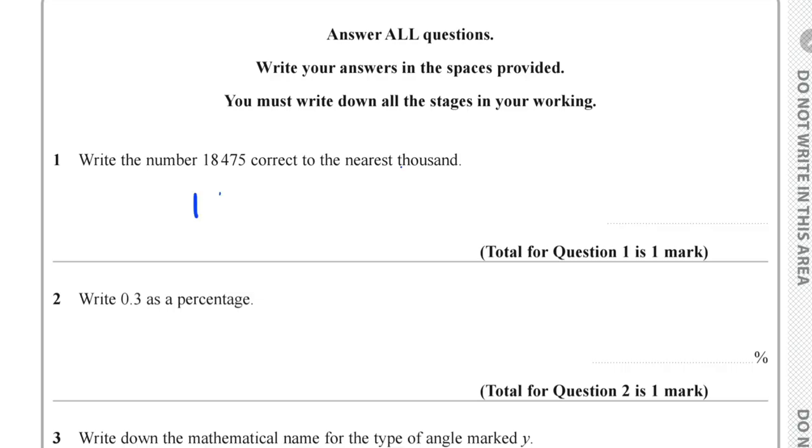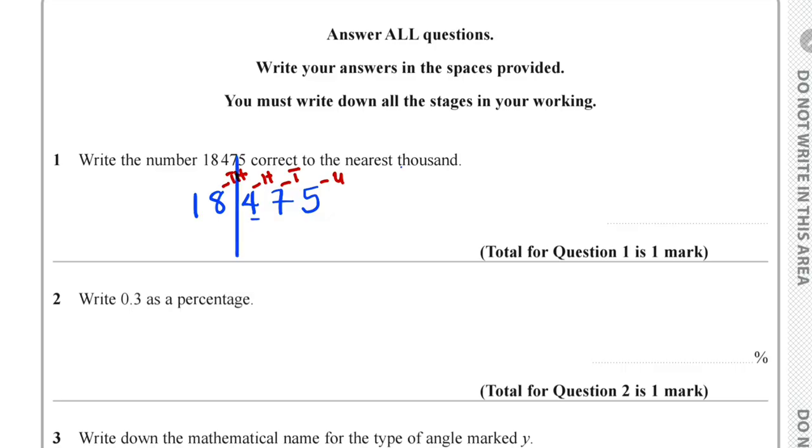Now listen, this is 18475. I want to believe you are conversant with your place value. Now 5 stands for unit, then 7 stands for tens, then 4 stands for hundred, and 8 stands for thousand. Now since you know where your thousand is, then you can do this. You come here, the thousand is 8, so you draw your line.